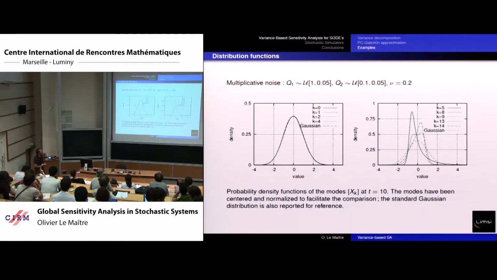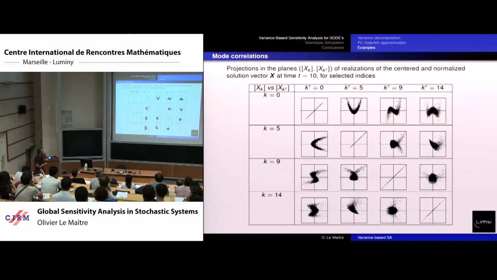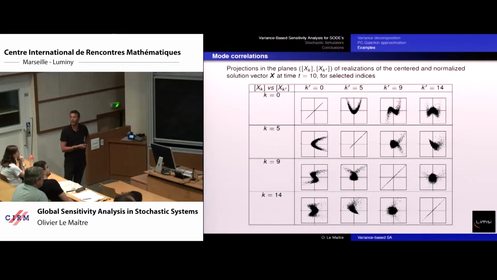Okay, so these are just densities of the coefficients in my expansions to show that some of them are really Gaussian, as you would expect for Gaussian forcing, but some of them are not Gaussian, because of the interaction between the modes. Here are also some projections of coordinates in planes to show how there exists some strong dependence between the coefficients, so how the Galerkin system is really coupling the dynamics between the different modes.